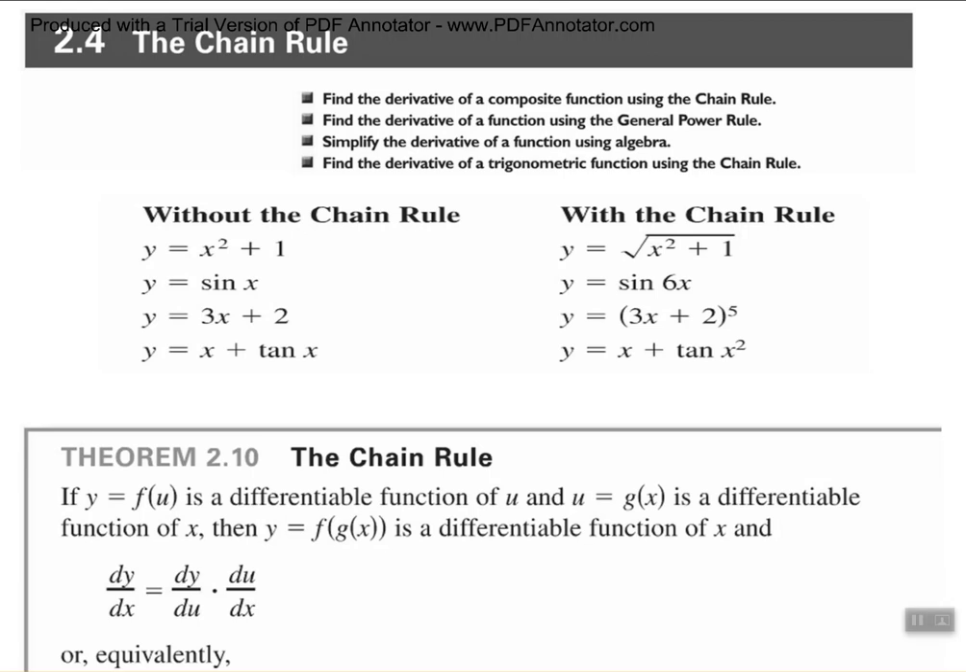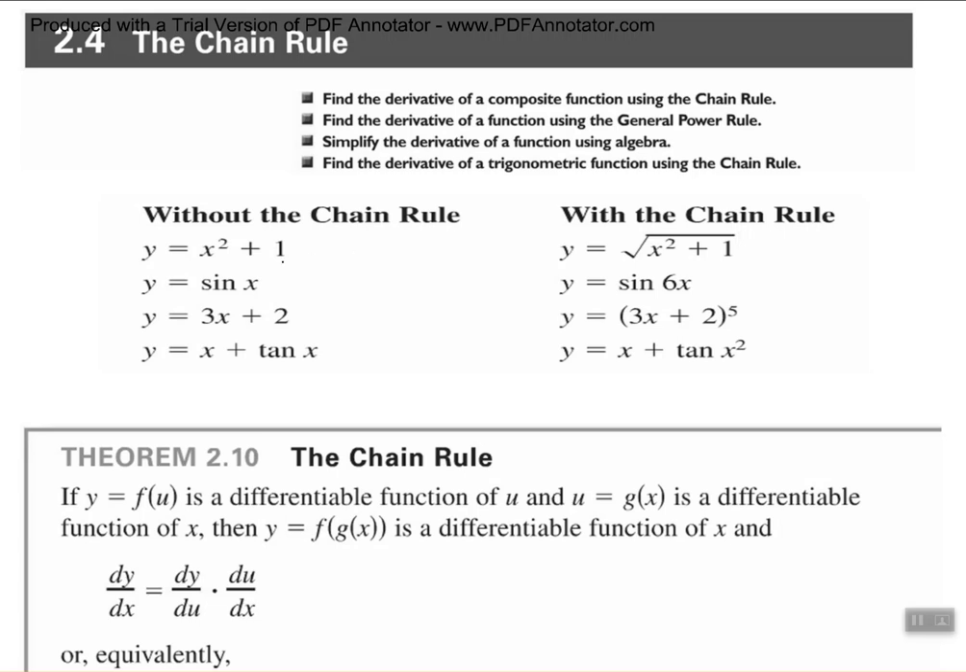In this video, we're going to look at the chain rule. So if you look on the left here, in this video we'll find the derivative of a composite function using the chain rule, the general power rule. We'll simplify derivatives, and we'll find the derivative of trigonometric functions using the chain rule.